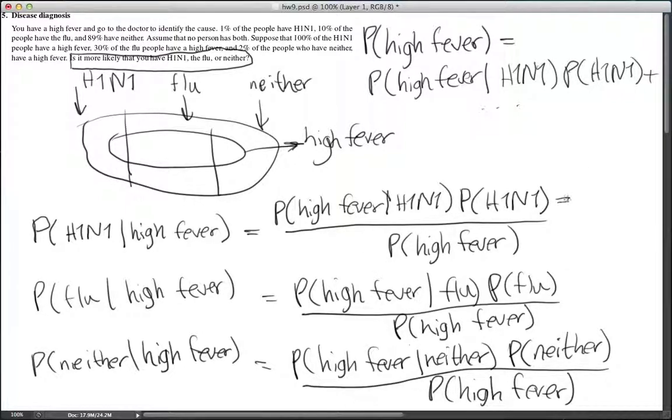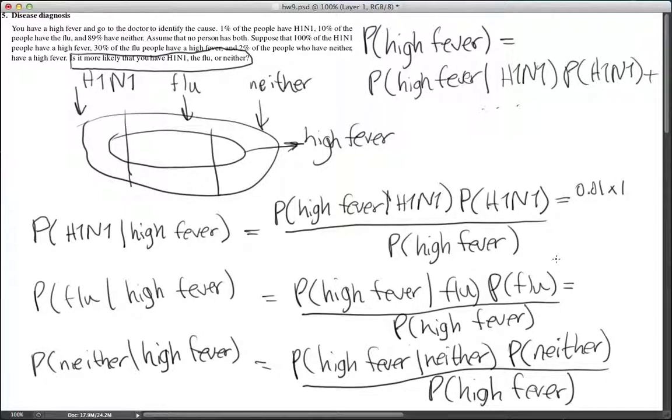So what is the numerator here? What percent of the population has H1N1? Well, it does say that 1% of the population has H1N1, and then if you have H1N1, then there is probability 1 of having a high fever. So the numerator here is just 0.01 times 1, which is just 0.01.